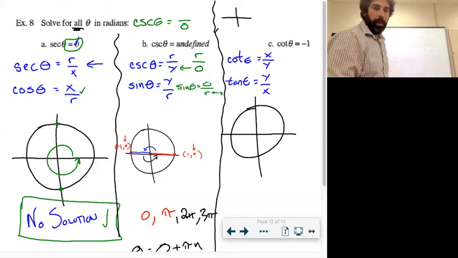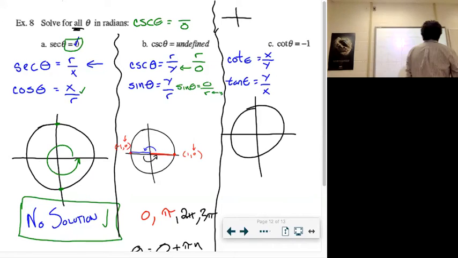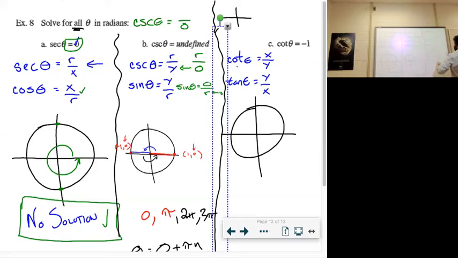Next example we have here is cotangent theta equals -1. Right? So a couple of things. We're going to approach it in a similar way we already have, where I'm looking at the cotangent of theta right here, which is equal to the x-coordinate over the y-coordinate. Cotangent is the reciprocal of the tangent function. Tangent is y over x.